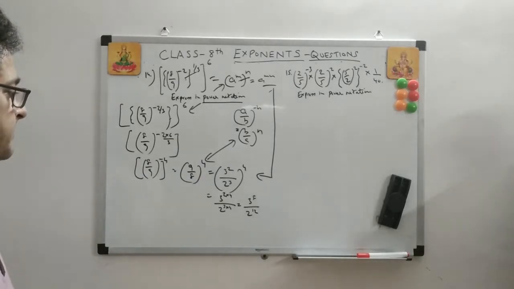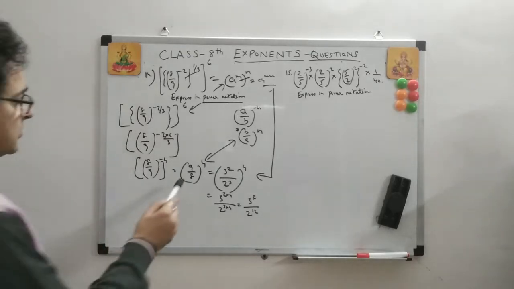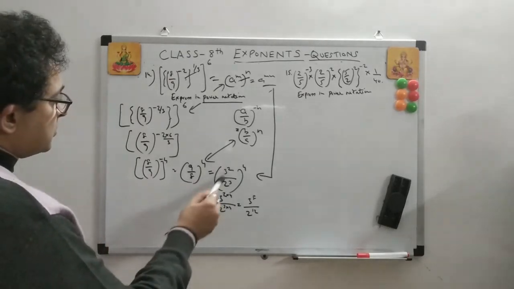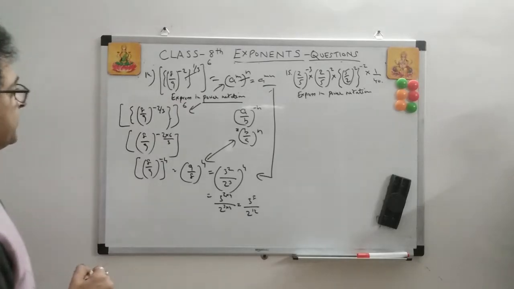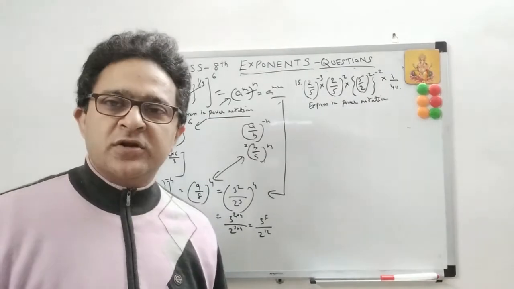Yeah, this is the answer. Take it: 2 cube, 3 square, power 4. Yeah, fine. So these two. Now let's solve the last question.